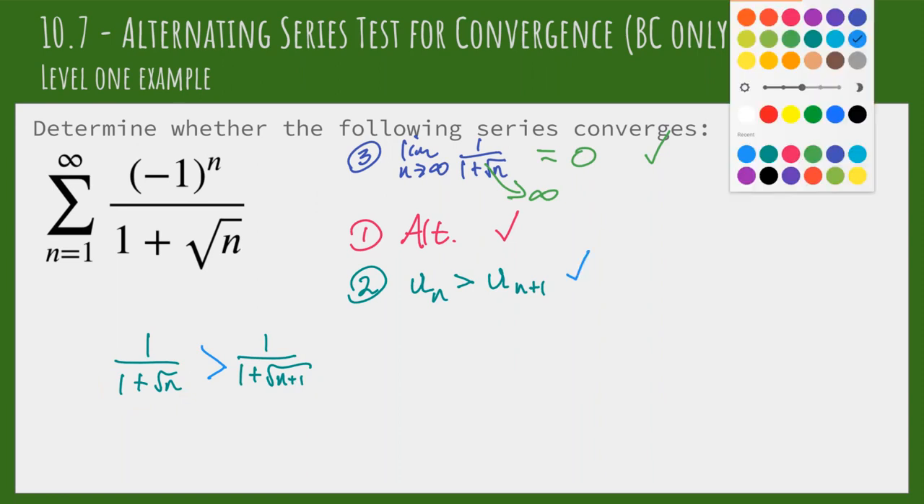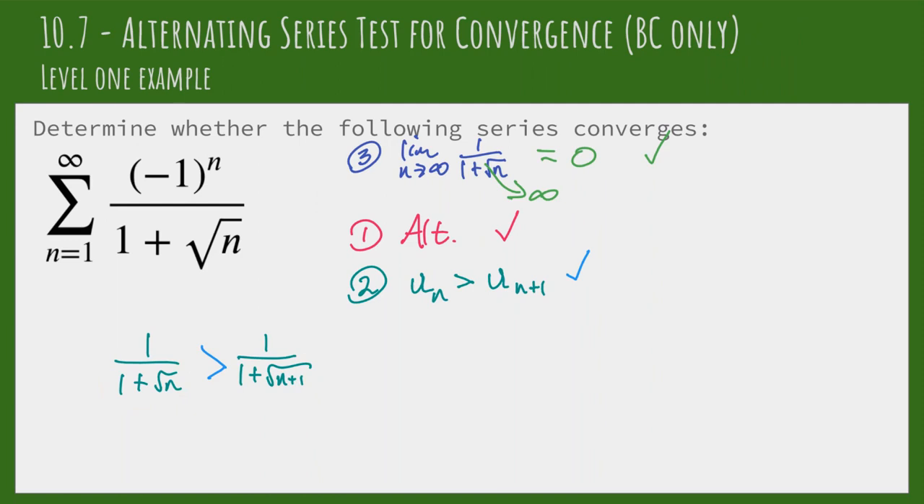So having confirmed those three conditions, we can say that the alternating series converges. That's showing that condition 1 is met. We just know it's an alternating series, converges.